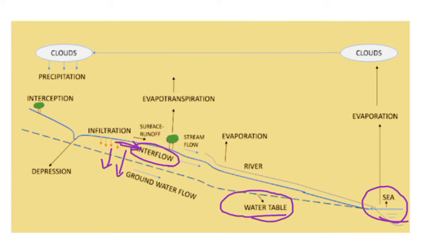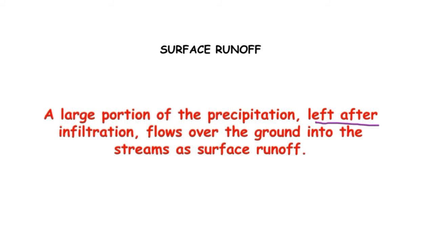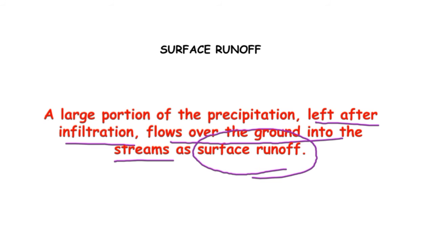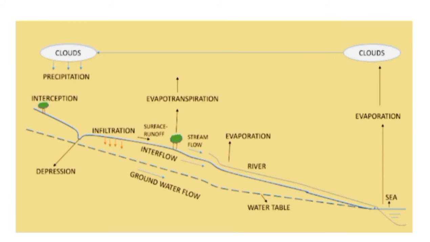After that, some portion of precipitation that is left after infiltration will flow over the ground into the streams as surface runoff. A large portion of the precipitation left after infiltration flows over the ground into the streams, and it is known as surface runoff. We can see here that the stream flows towards the sea.